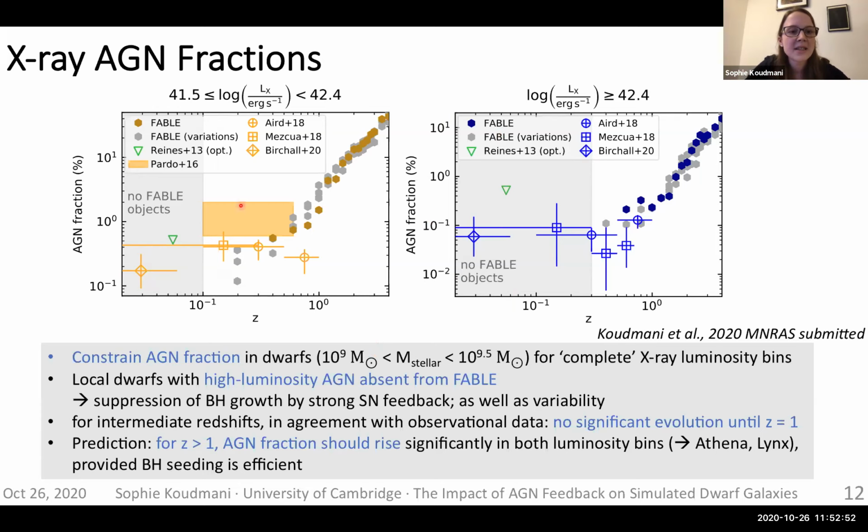At intermediate redshift, there's actually quite good agreement with the observations. And then at high redshift, we predict that the AGN fraction should rise rapidly. And this will be testable by future X-ray missions like Athena or Lynx.